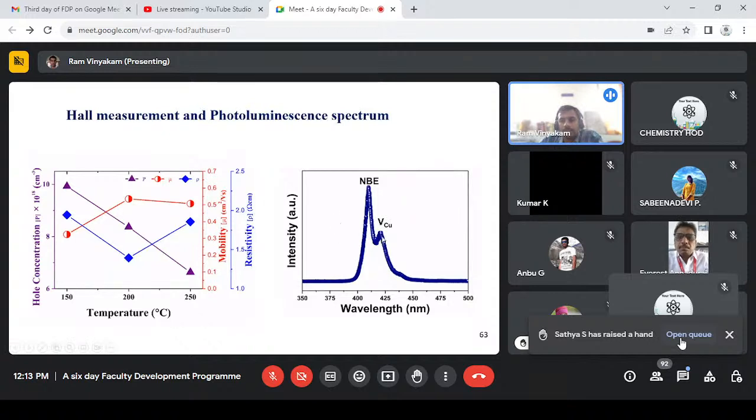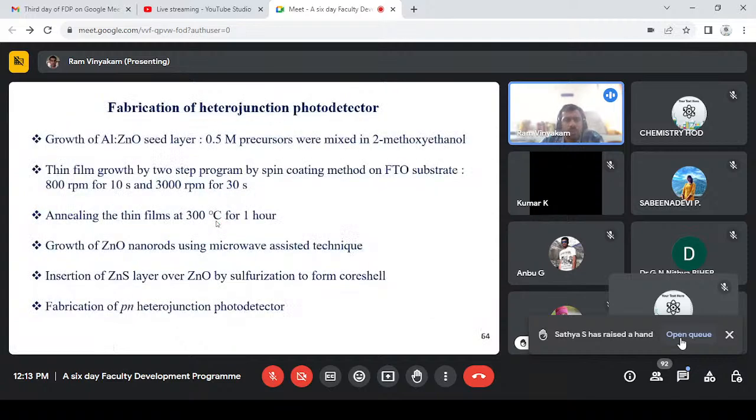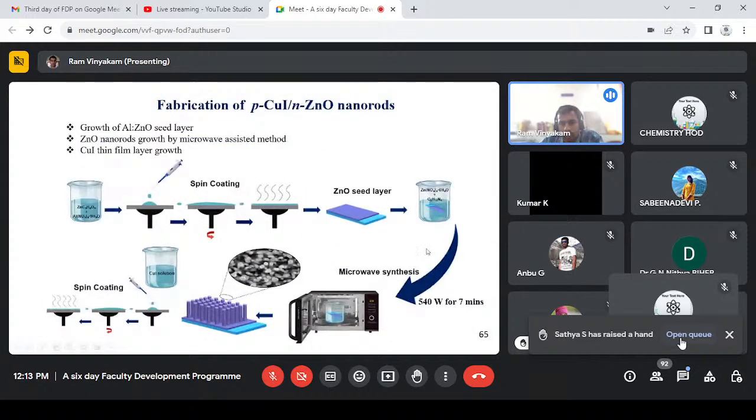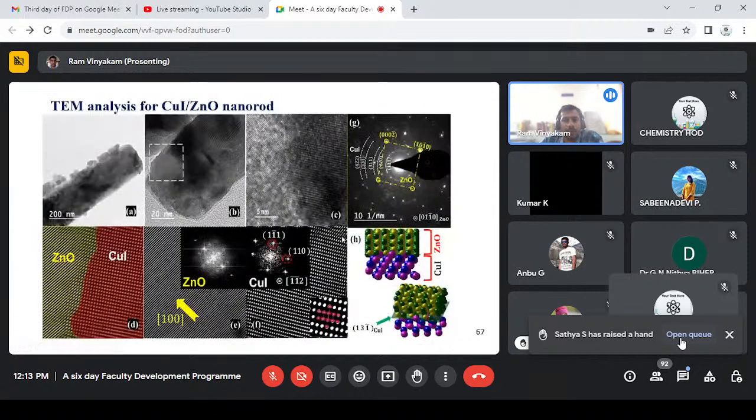And in the PL, we could see there is a copper vacancy near your band edge emission. There is that band gap for emissions. And so we took copper iodide as a P-type and the nanorods as an N-type. And this is the growth process, what we did systematically. And we formed a heterojunction.